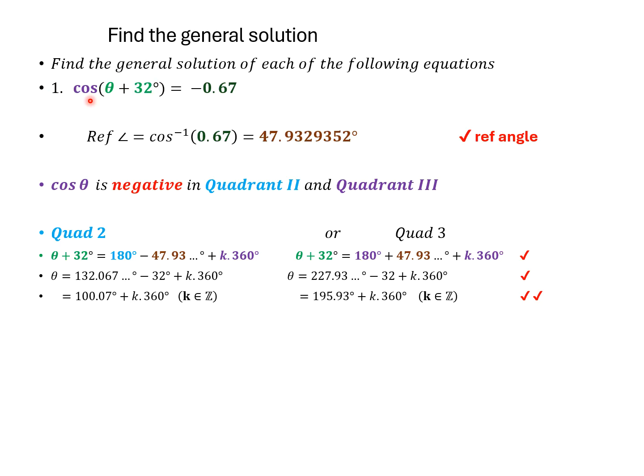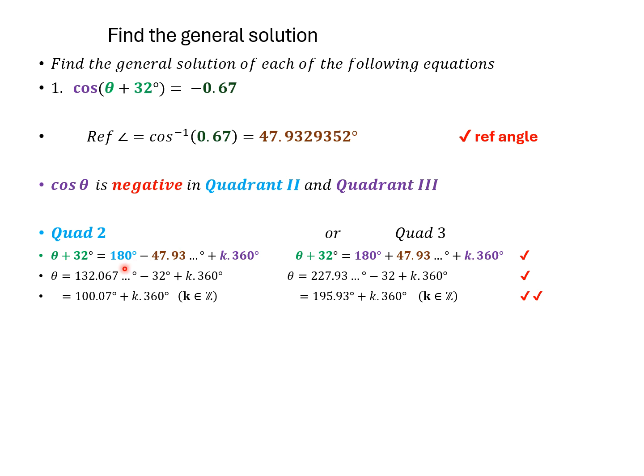I can press shift cos 0,67, and it gives me 47,9329352 degrees. Please ensure you write the degree sign, right? So again, 1 mark for the reference angle. Now cos is given there as negative. So cos is negative in quadrant 2 and quadrant 3.